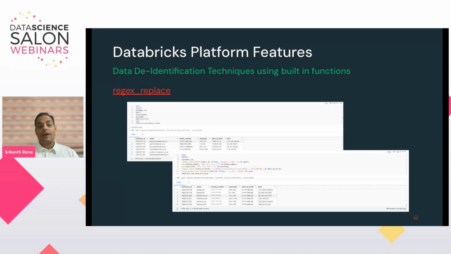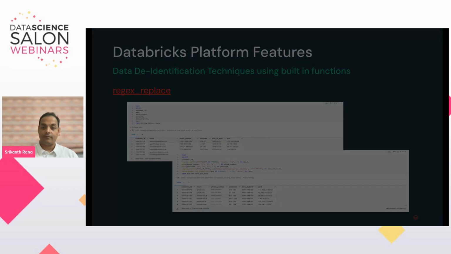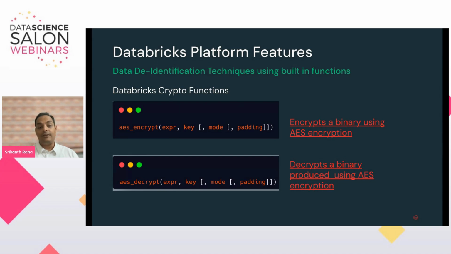Databricks platform also has several de-identification techniques using built-in functions. For example, you can leverage regexp_replace to implement anonymization of sensitive columns. Databricks also has built-in AES, the advanced encryption standard-based functions that convert data into unreadable ciphertext. This is especially useful if encryption and decryption are needed for data at rest, data in transit, and data in processing.